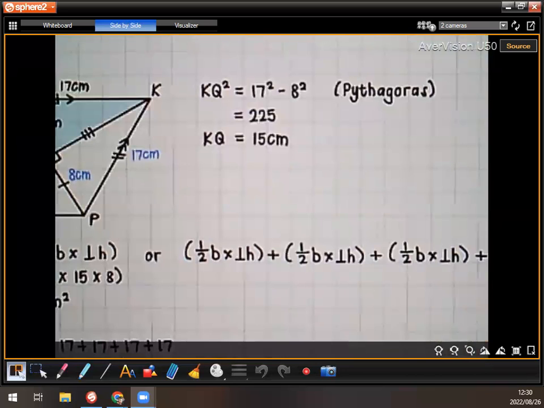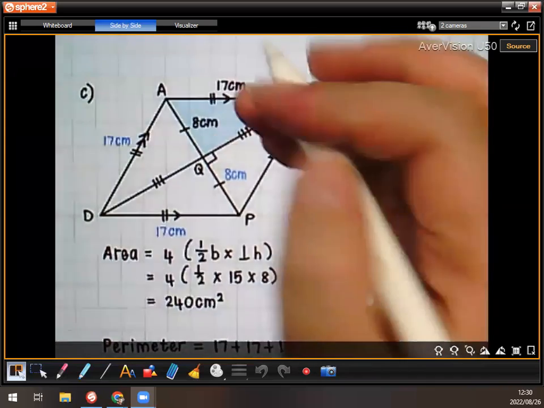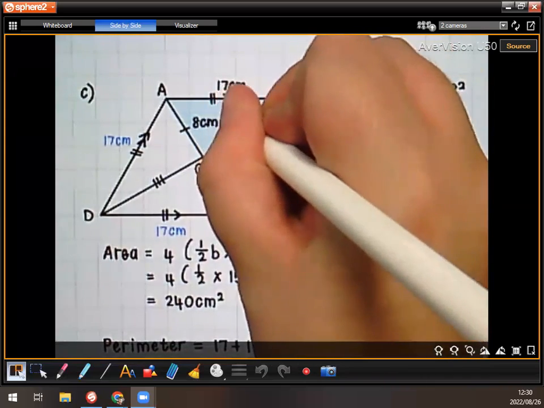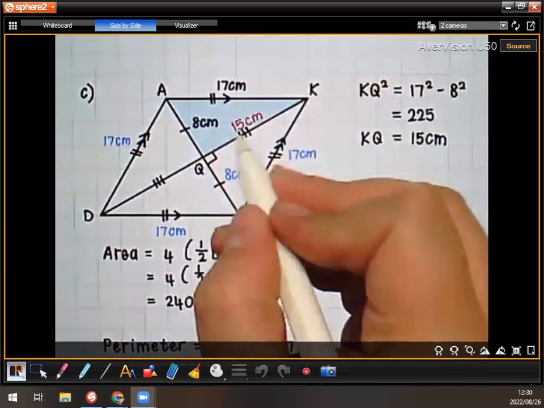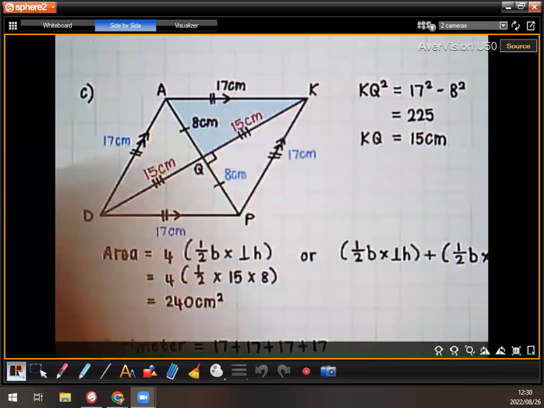17 squared minus 8 squared. Right, I'll move back to the picture just now. So KQ squared was 225. We find that calculation. So now that is 15. I'm going to put it in red because this is the one that we calculated, right? 15 centimeters. And because this one has 3 lines and that one also has 3, this is also going to be 15 centimeters.